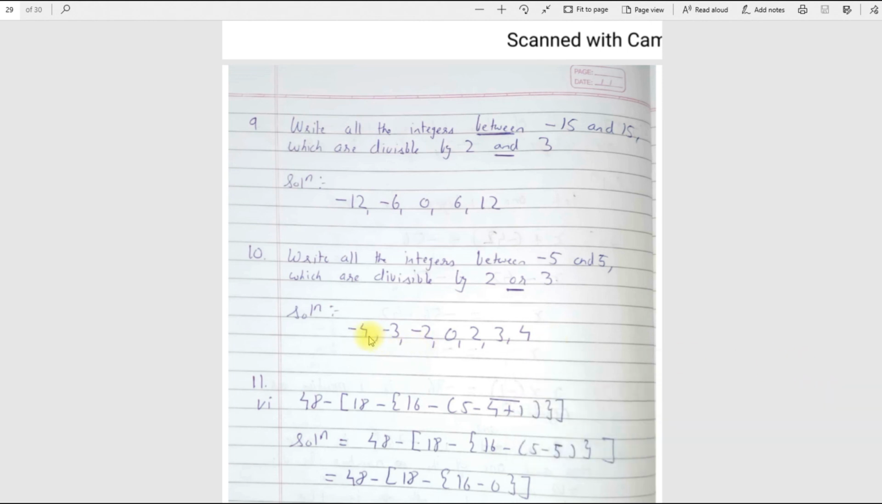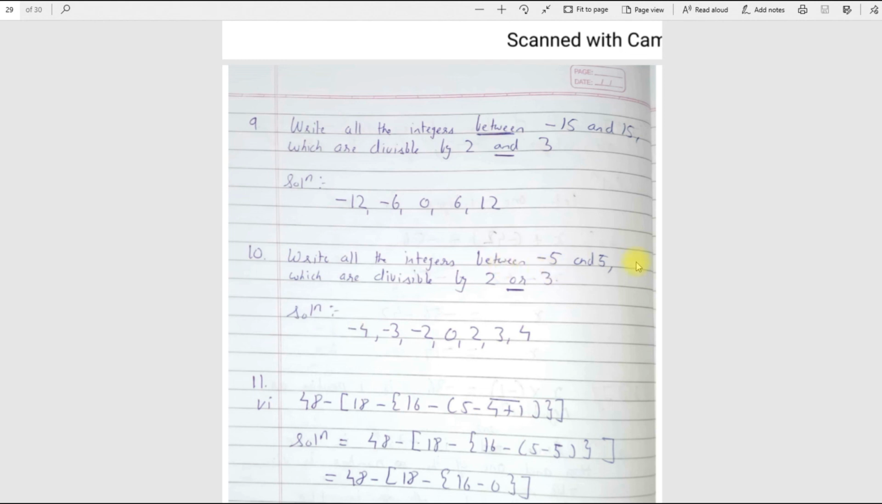I have to find a number which is divisible by 2 or 3, so it will be divisible by 2 also or 3 also. I am repeating again. Okay, I will start with minus 5 first. Minus 5, we don't count because they are saying between over here, therefore remove minus 5, and 5 also I will remove.